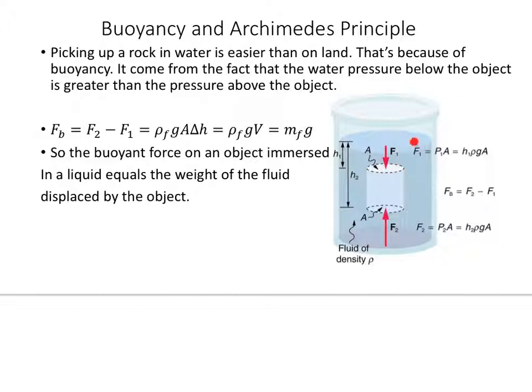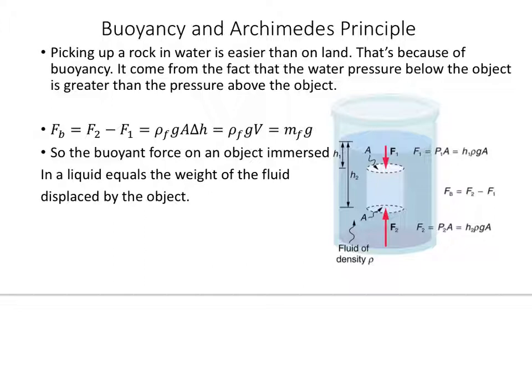Okay, so if we look at this diagram over here, we can see right there, this object here is in the water. So this is F1, this is the force that the fluid is pushing down from above. And this is F2, this is the upward force. Now, F1 is equal to the pressure times the area.